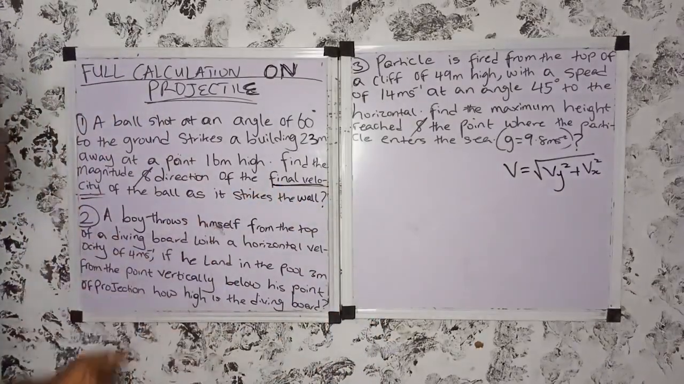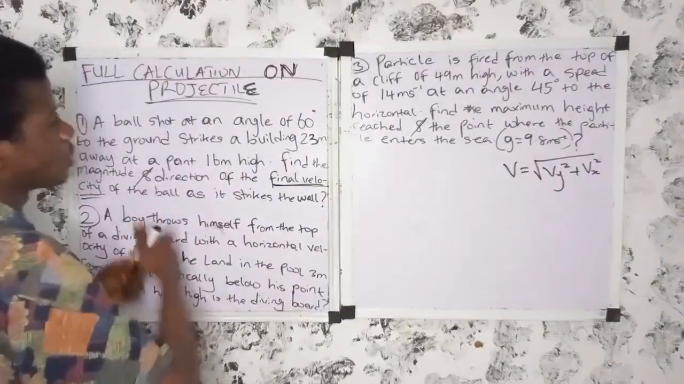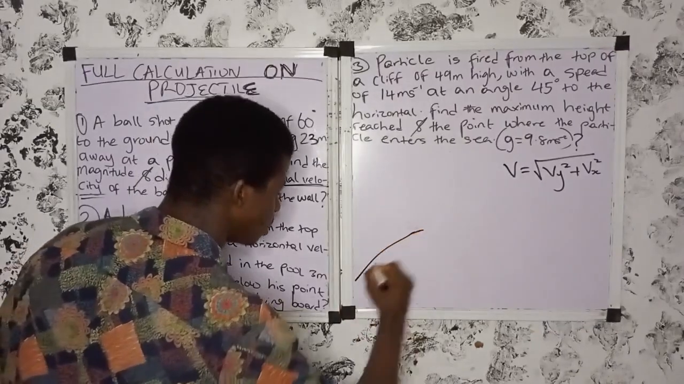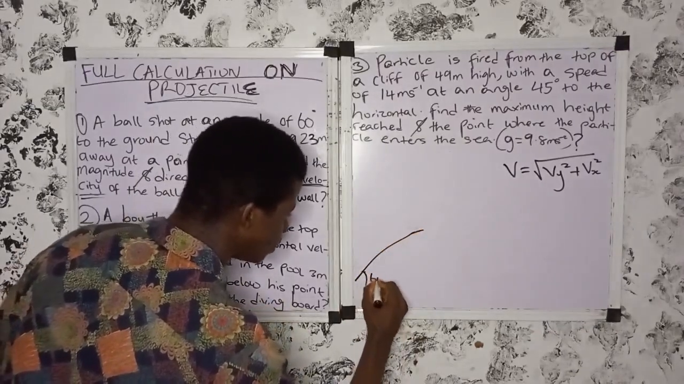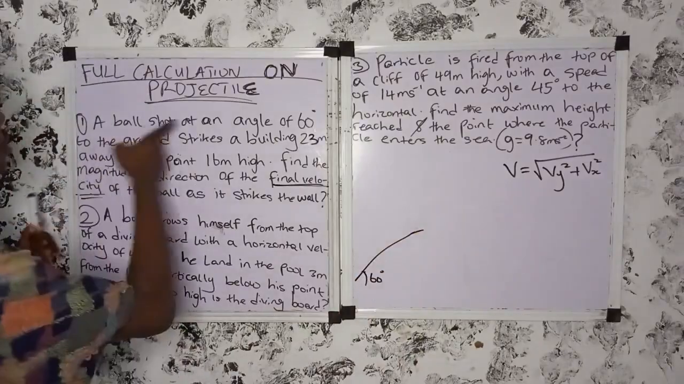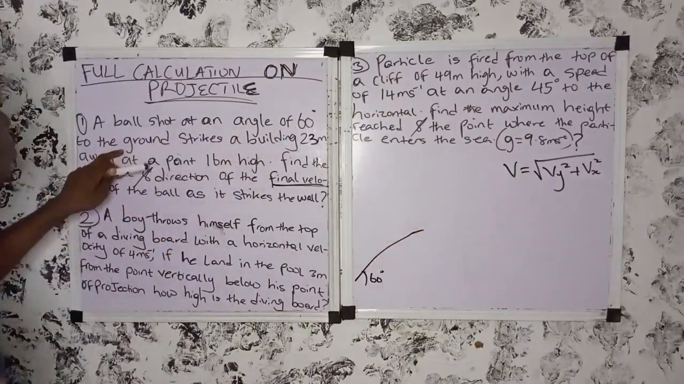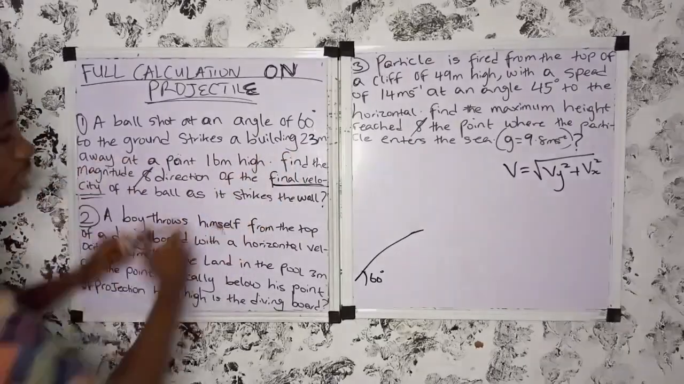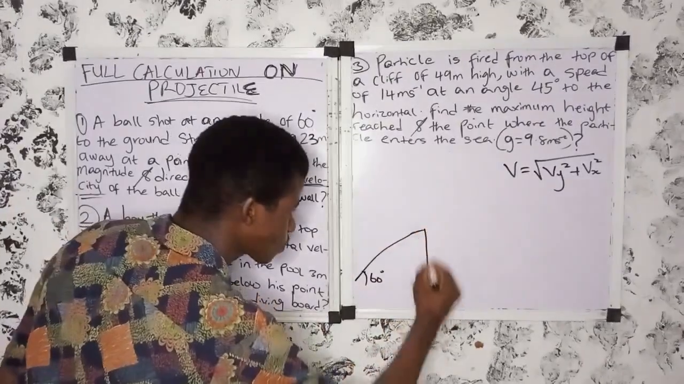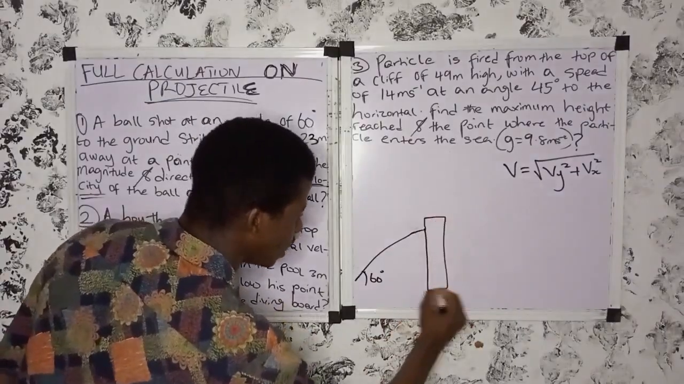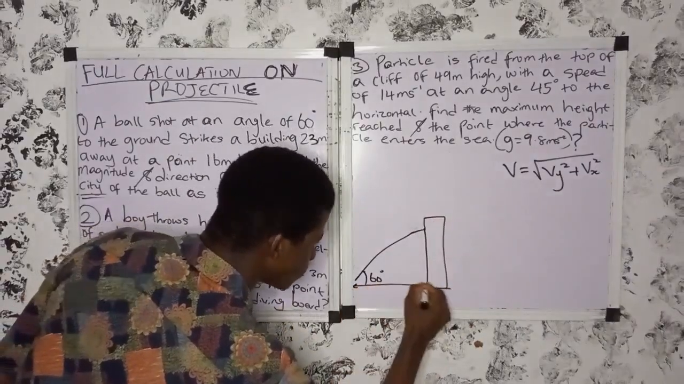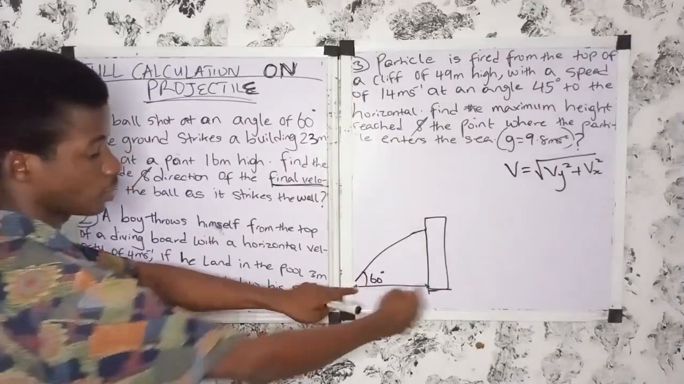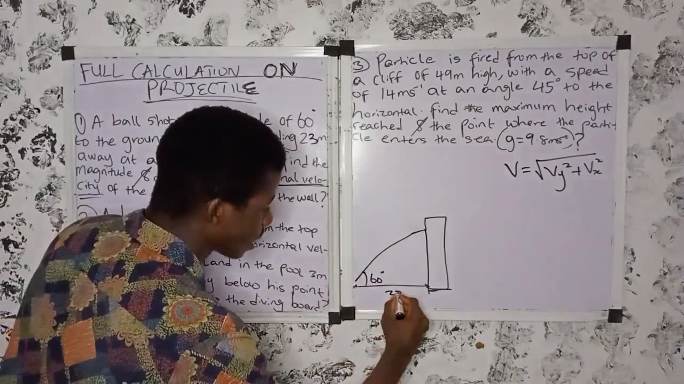Okay, now let's start again. A ball shot at an angle of 60 degrees. Look at this ball here, 60 degrees. A ball shot at an angle of 60 degrees to the ground strikes a building 23 meters away. Let's say this is the building. Then the distance from the ball to the building was 23 meters.